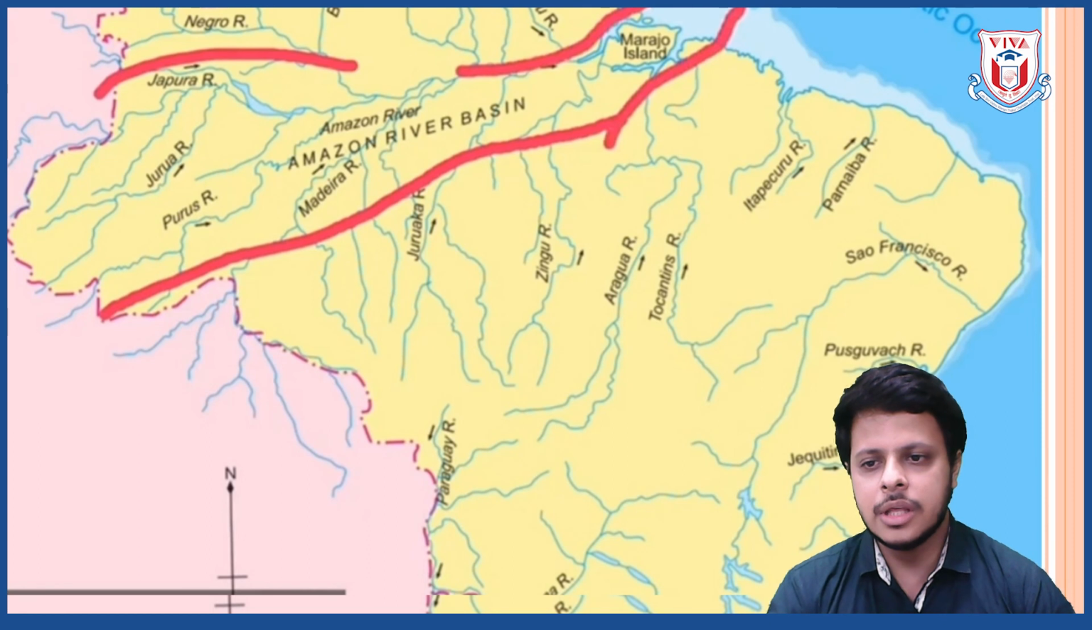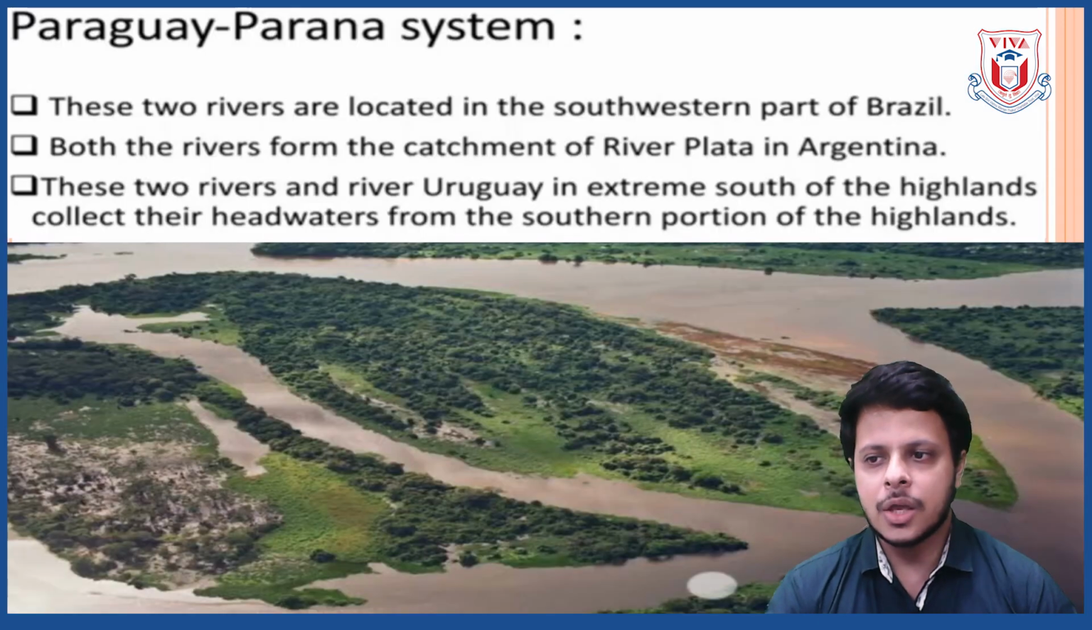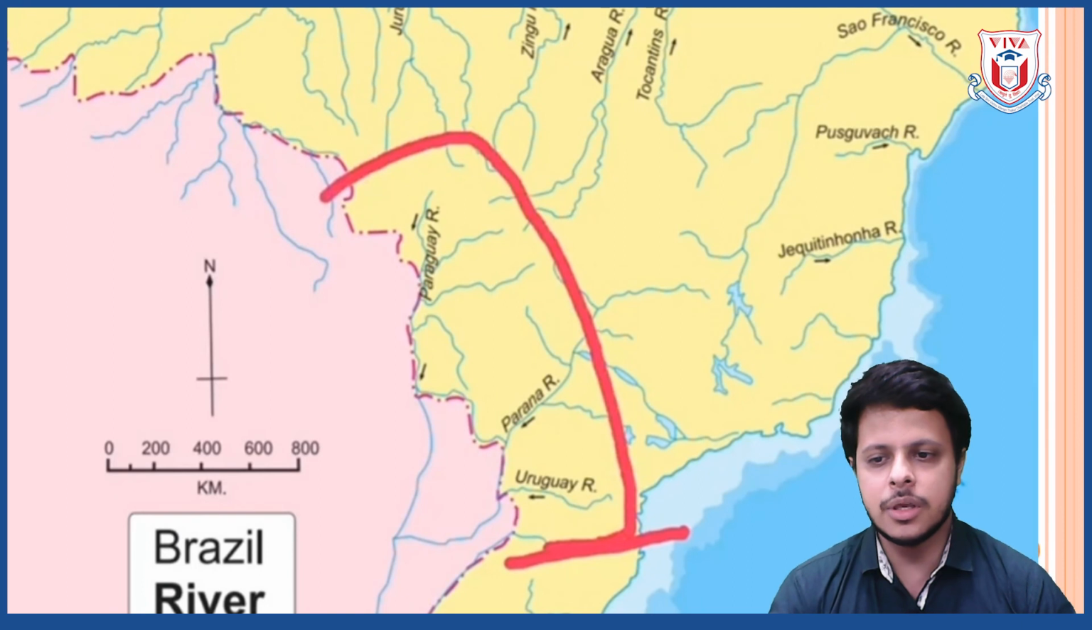So, you can see over here the Amazon River Basin. Towards the eastern side, if you happen to see, the width is more, whereas as soon as it moves towards the western side, the width of the river Amazon becomes narrower. Paraguay-Parana River System. These two rivers are located in the southwestern part of Brazil. Both the rivers form the catchment of River Plata in Argentina. These two rivers and River Uruguay in extreme south of the highlands collect their headwaters from the southern portion of the highlands. So, you can see over here River Paraguay and River Parana, which happens to move towards the eastern side and meets the Argentina.